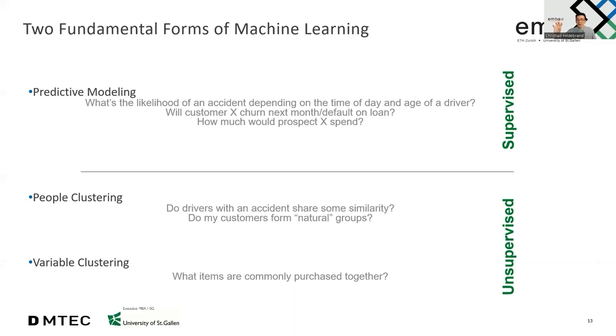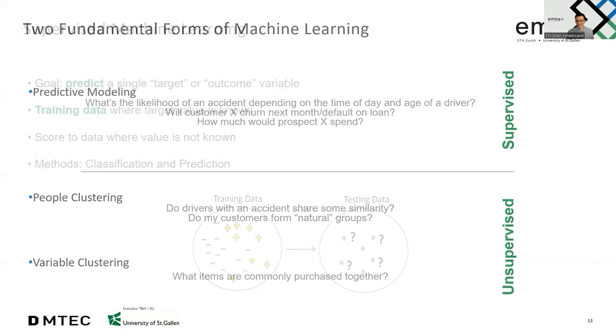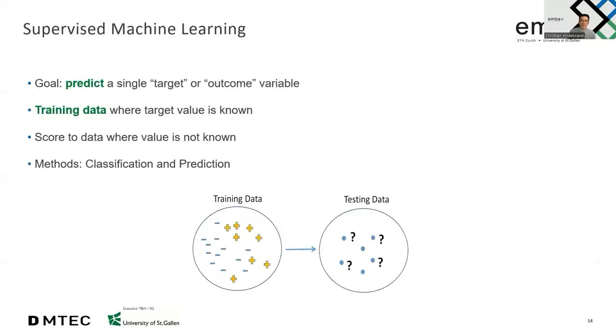I want you to learn how an accident can be predicted, or a likelihood of an accident, or how much someone is spending. So I want to supervise the model to learn this relationship as best as possible. With unsupervised learning, we leave it to the model to understand in an unsupervised fashion what relationships might be present in data. Supervised machine learning, we have a clear goal.